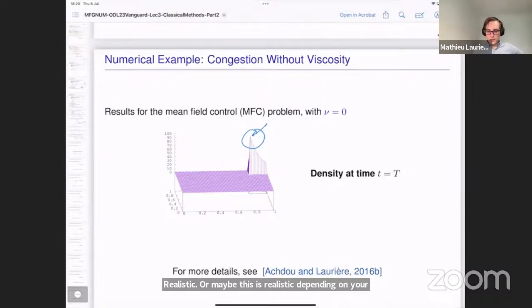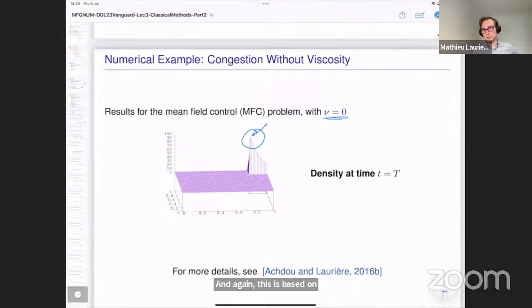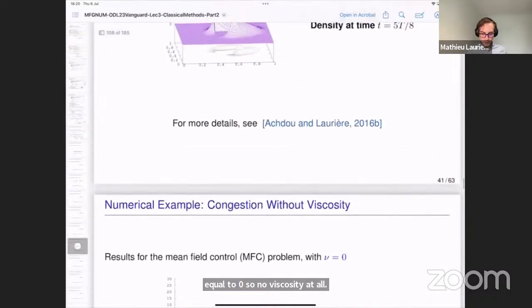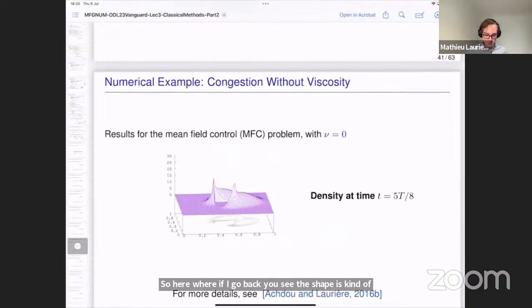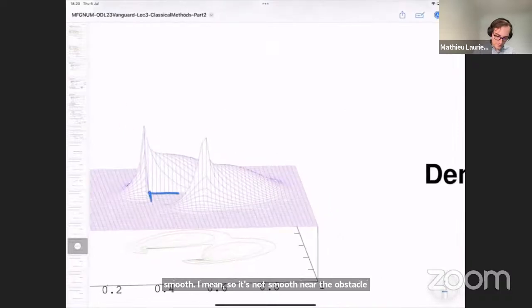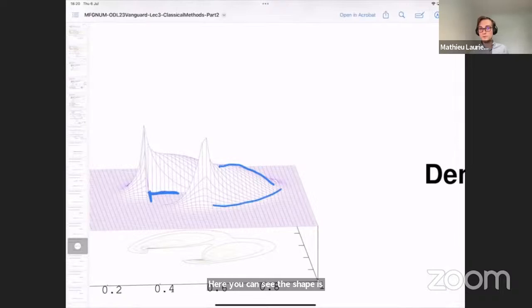And again, this is based on a setting where nu is equal to 0, so no viscosity at all. So here, if I go back, you see the shape is kind of smooth. It's not smooth near the obstacle. Here you see there is a sharp boundary because the obstacle is a square, but here the mass is pretty smooth. Here you can see the shape is smooth, but this does not come from diffusion. There is no diffusion in the model. It really comes from the fact that people are spreading because they want to avoid congestion.